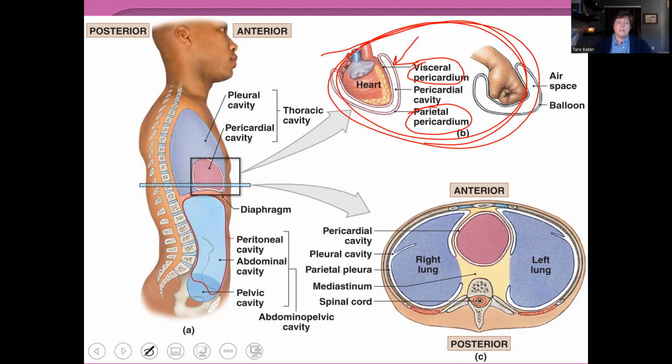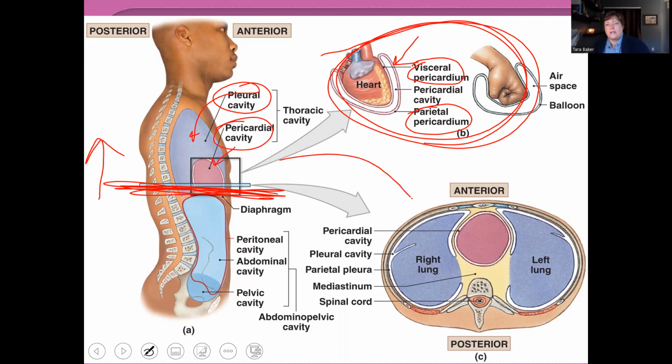So let's go ahead and look. Here's the diaphragm. Above the diaphragm is going to be the thoracic cavity. And in this picture, this is a sagittal plane, right? We're cutting the left and the right and looking inside. This is the pleural cavity, and it's going to contain a lung. And this is the pericardial cavity, which contains the heart.